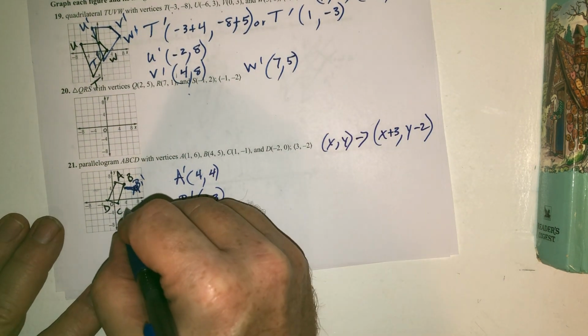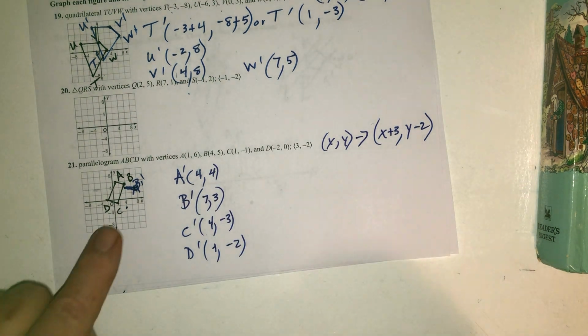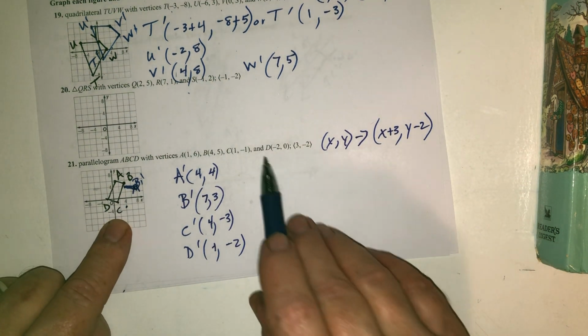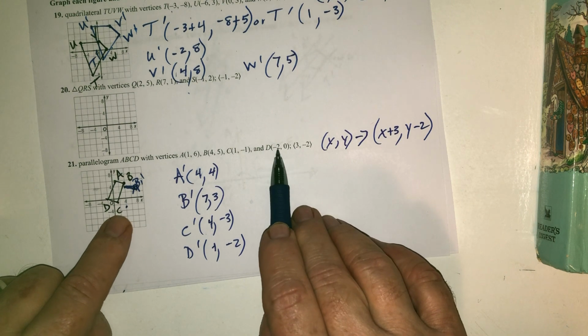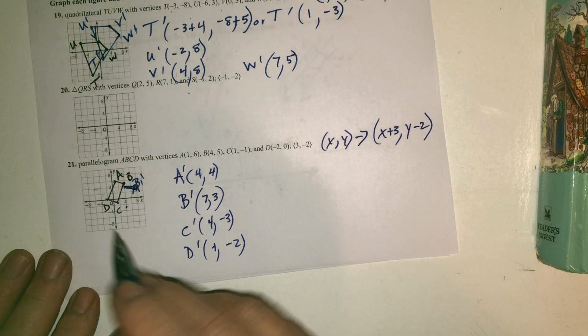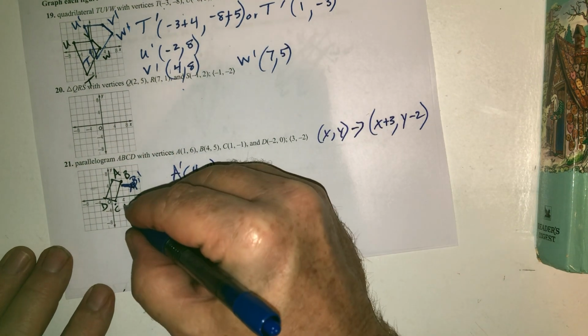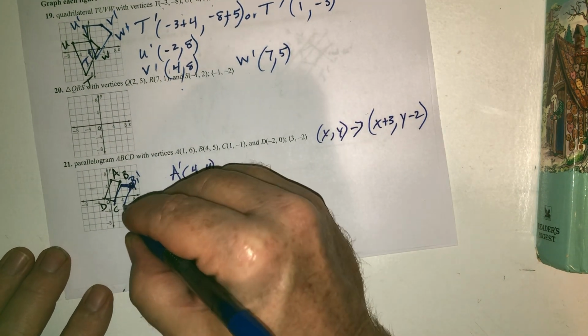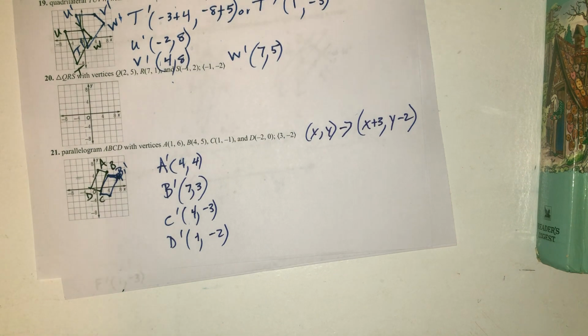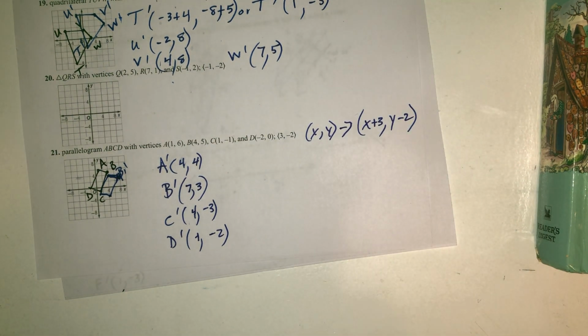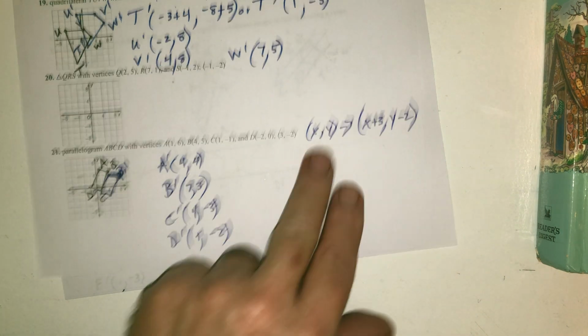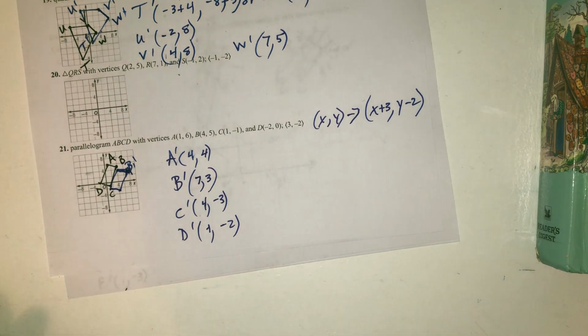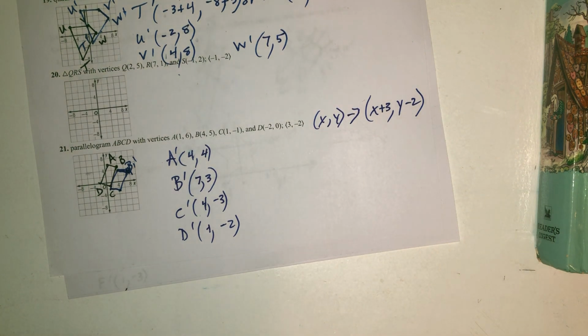Let's see, 4, -3 would be right here. And D was, where is D? 1, -2 would be right there. So that point would go here, this one would come here, and that one would come down there. And there you go. You've graphed the parallelogram ABCD and its translated image A prime, B prime, C prime, D prime using the coordinate rule XY goes to X plus 3, comma, Y minus 2.